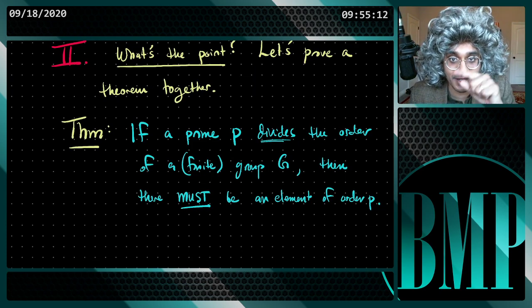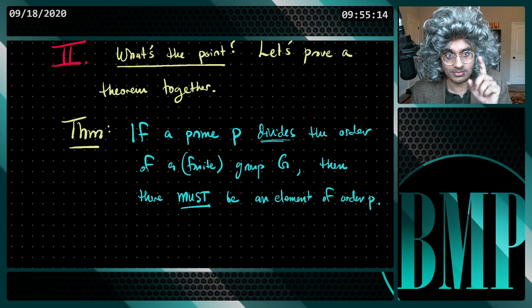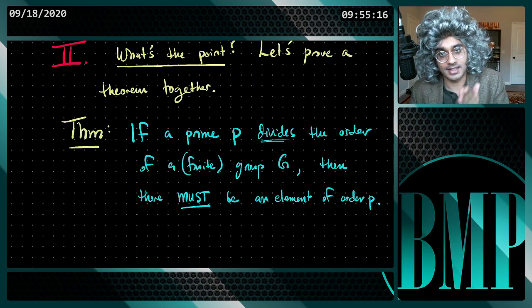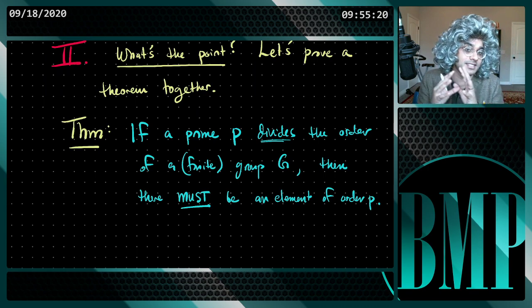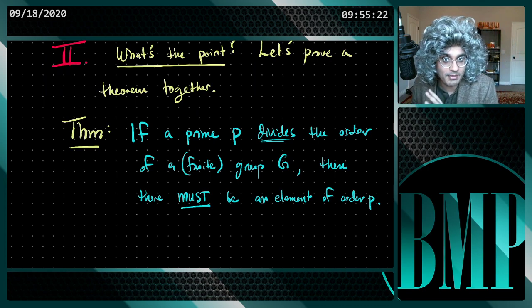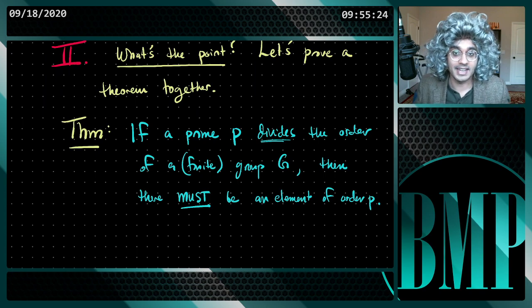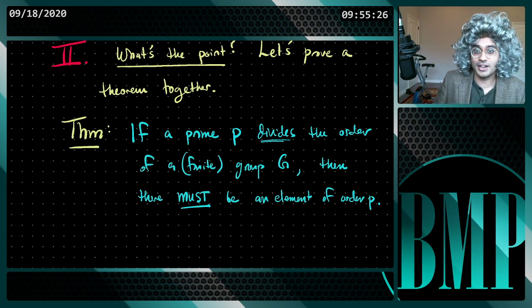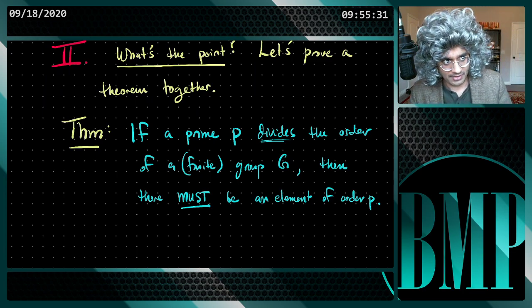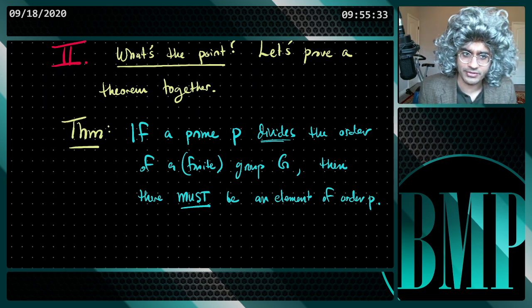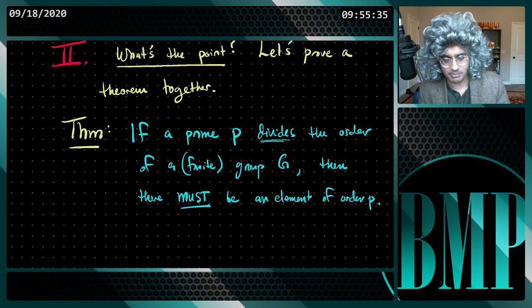And therefore, there must be a little cyclic subgroup of order p in G. So you can guarantee the existence of a prime order cyclic subgroup in any given group G, as long as the prime divides the order of the group. That's just part of life after Lagrange's theorem.